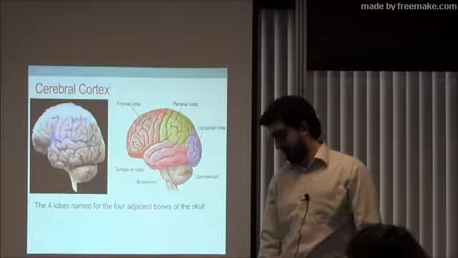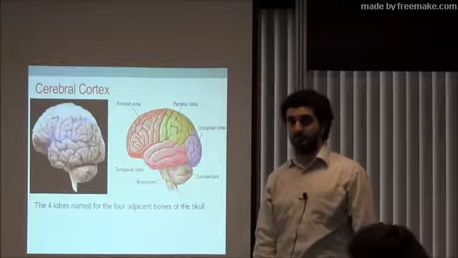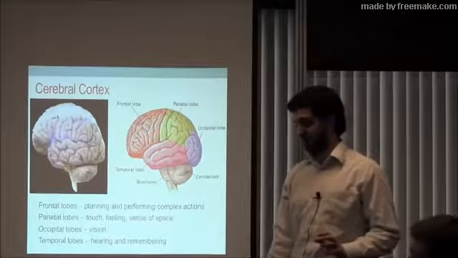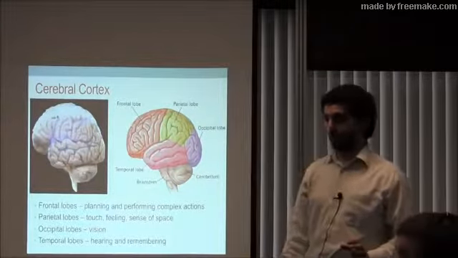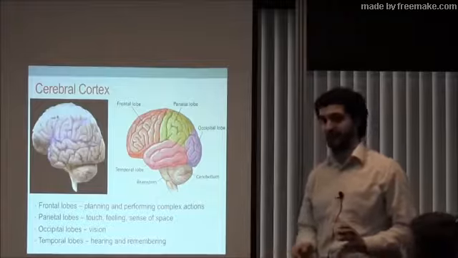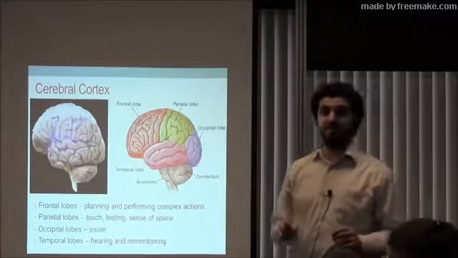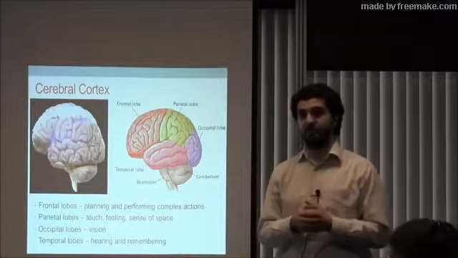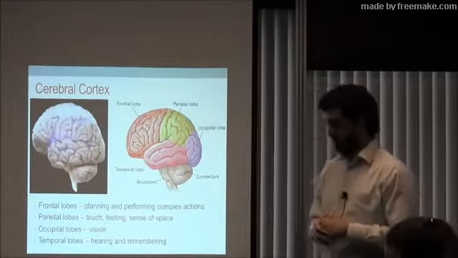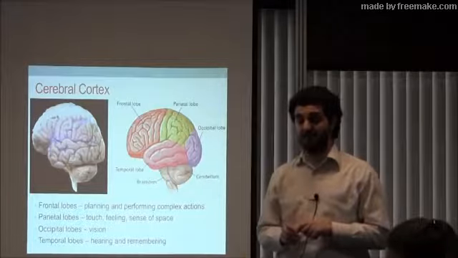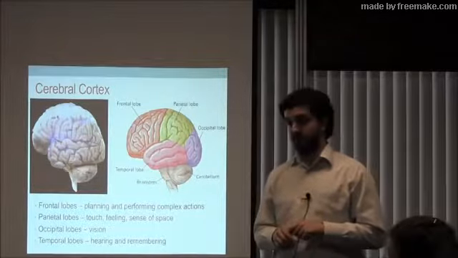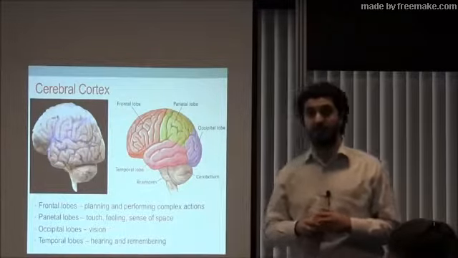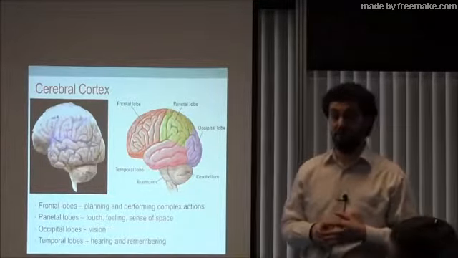Okay. And each one of these lobes is associated with a particular function. So frontal lobes are associated with planning, high order decisions, and very complex cognitive functions and processes. The parietal lobes are associated with touch and feeling. The temporal lobes are associated with auditory processing, hearing. And occipital lobes are associated with the visual system, vision.